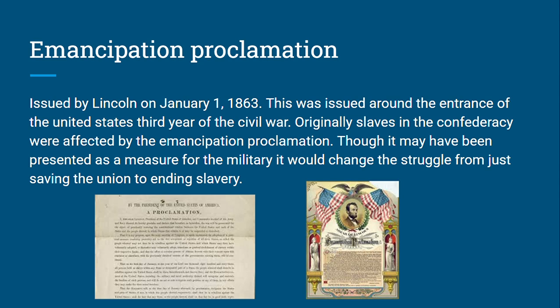The Emancipation Proclamation. This was issued by Lincoln on January 1st, 1863. This was issued around the entrance of the United States' third year of the American Civil War. Originally, slaves in the Confederacy were affected by the Emancipation Proclamation. Though it may have been presented as a measure for the military, it would change the struggle from just saving the Union to ending slavery.